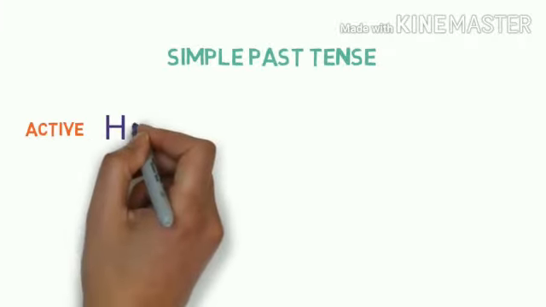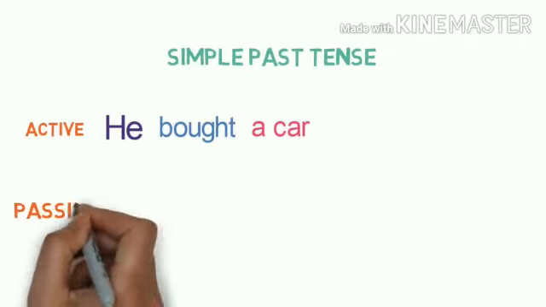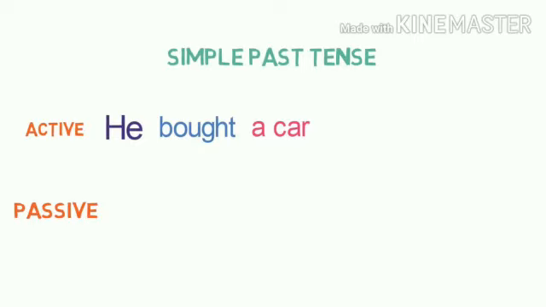Next, we are moving on to the next tense, that is simple past tense. Active sentence, simple past tense: he bought a car. Passive sentence: firstly, to change it into passive, we have to identify the subject, verb and object. Here he is the subject, bought is the verb, and car is the object. Now let's swap the position of subject and object.